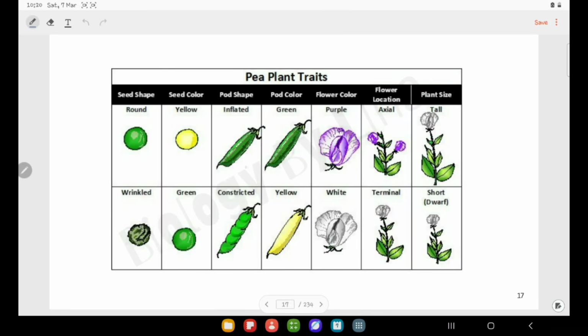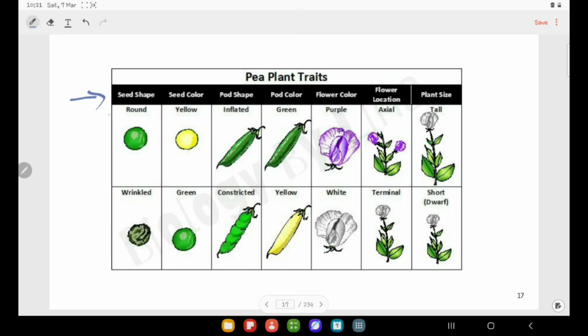What do we mean by that? We mean that, as we said before, we have seven characters of the pea plant. We have the seed shape, seed color, pod color, flower color, the location or the position of the flower, and the size of the plant. These are the characteristics I talk about in general. We said these are the heritable features.